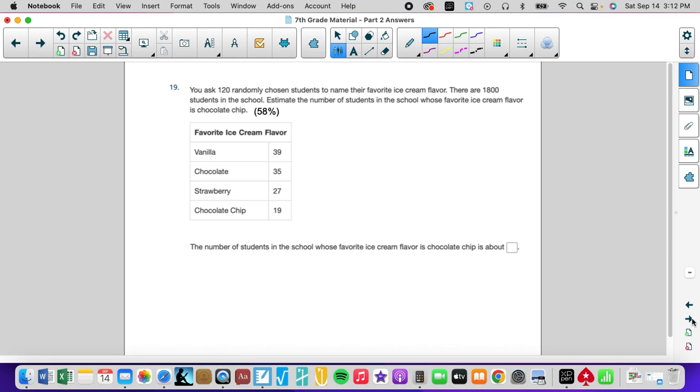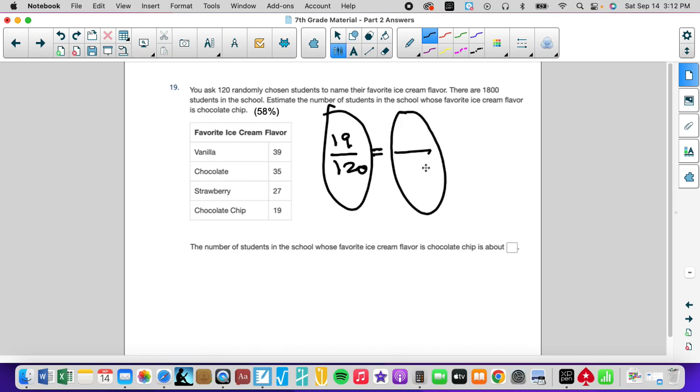Number 19, you ask 120 randomly chosen students to name their favorite ice cream flavor. And this is the chart here. So if you add up these numbers, that's 120. Of those 120, 39 like vanilla, 35 like chocolate, 27 like strawberry, 19 like chocolate chip. So estimate the number of students in the school whose favorite ice cream flavor is chocolate chip. So of the 120, 19 liked it out of 120. So what we can do is show a proportion. This is our survey, and then this is the overall school.